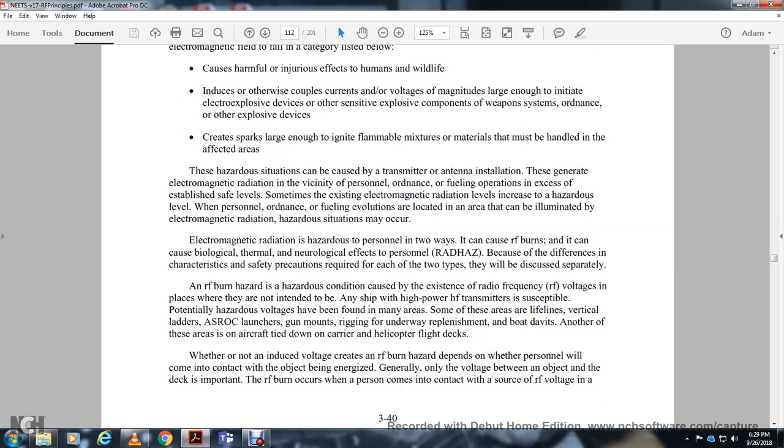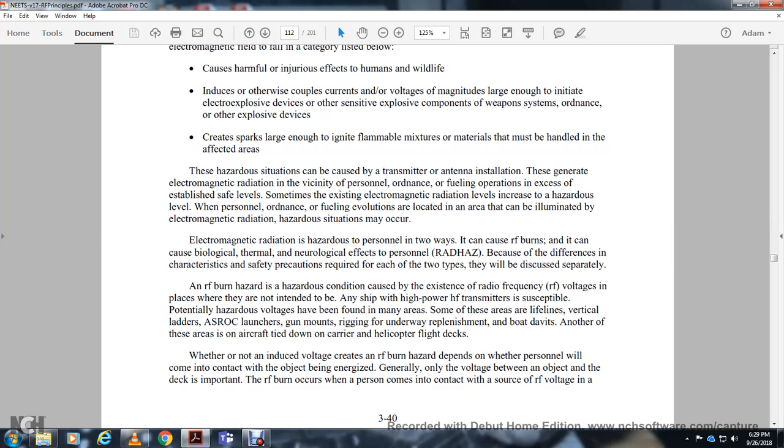The hazardous situation can be coupled with the transmitter antenna installation generating electromagnetic radiation in the vicinity of personnel and ordnance, beyond the established safety level. Sometimes the existing electromagnetic radiation level increases the hazard level when personnel, ordnance, or fuel evolutions are located in an area where they can be illuminated. Electromagnetic radiation hazardous situations may occur.